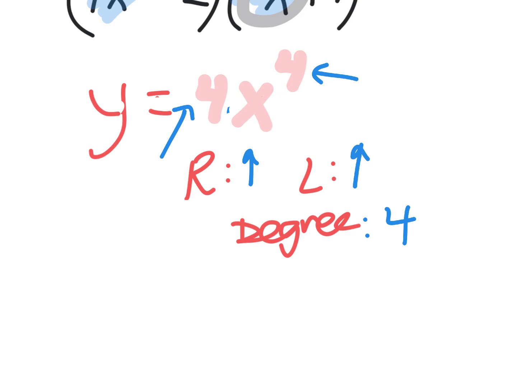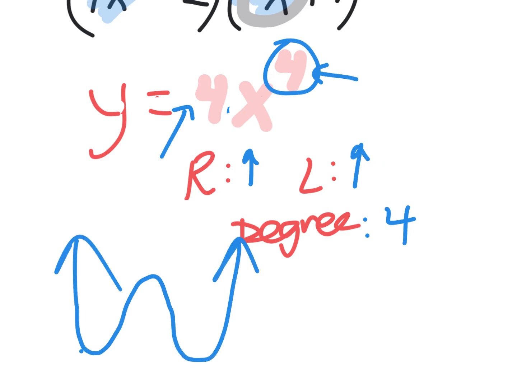How many turns would it have, by the way? Remember that deal? Say it if you know it. 3. 3 turns. If it's a degree 4, it'd have 3 turns. So that'd be like this. 1 turn, 2 turns, 3 turns. There. It's up on each end, and it's got 3 turns. That'd be degree 4. Okay.